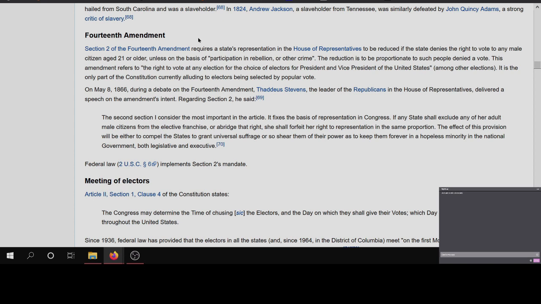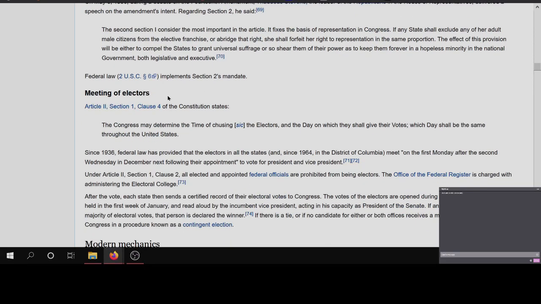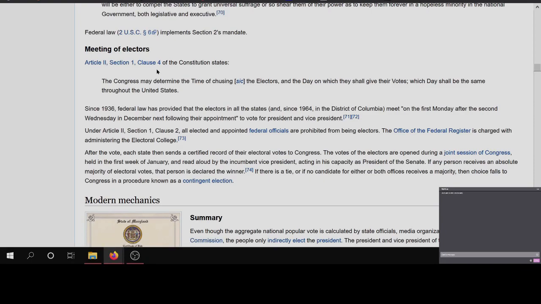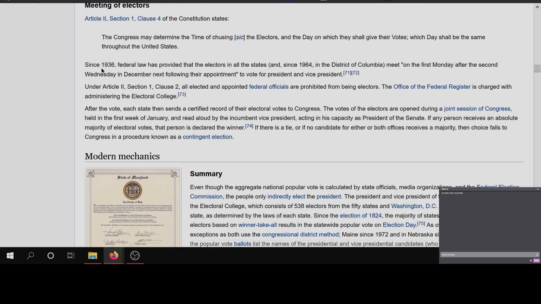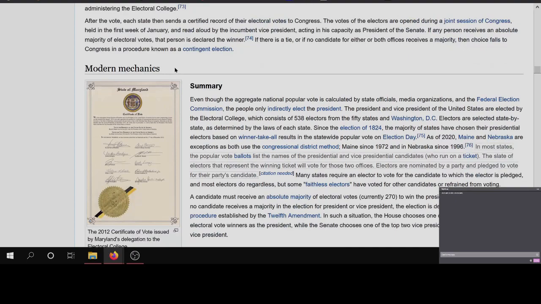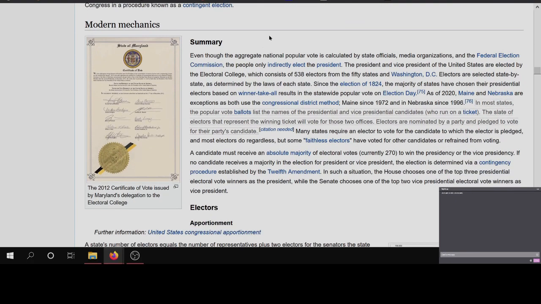And Section 2 of the 14th Amendment requires a state's representation in the House of Representatives to be reduced if the state denies the right to vote to any male citizen. Then the meeting of electors, going to Clause 4 of Article 2, Section 1. Then the modern mechanics, a summary.